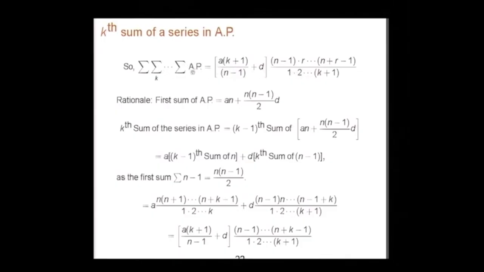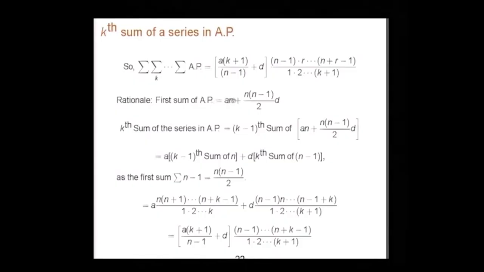So how do we understand it? The first sum is this, you see, when you sum an arithmetic progression, the first term will be this, a n plus n into n minus 1 by 2 into d, right. That is the sum of an arithmetic progression. First term a, common difference is d, and number of terms n.